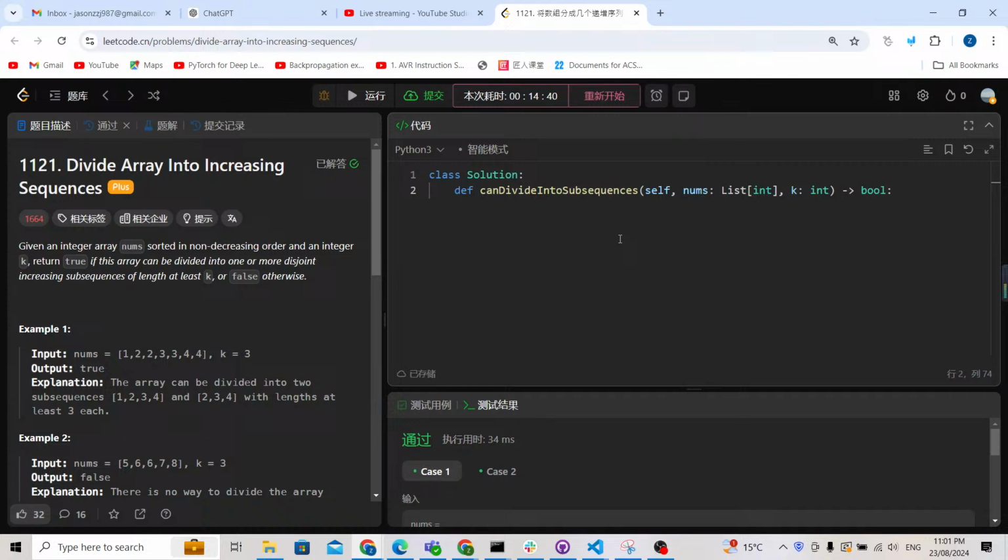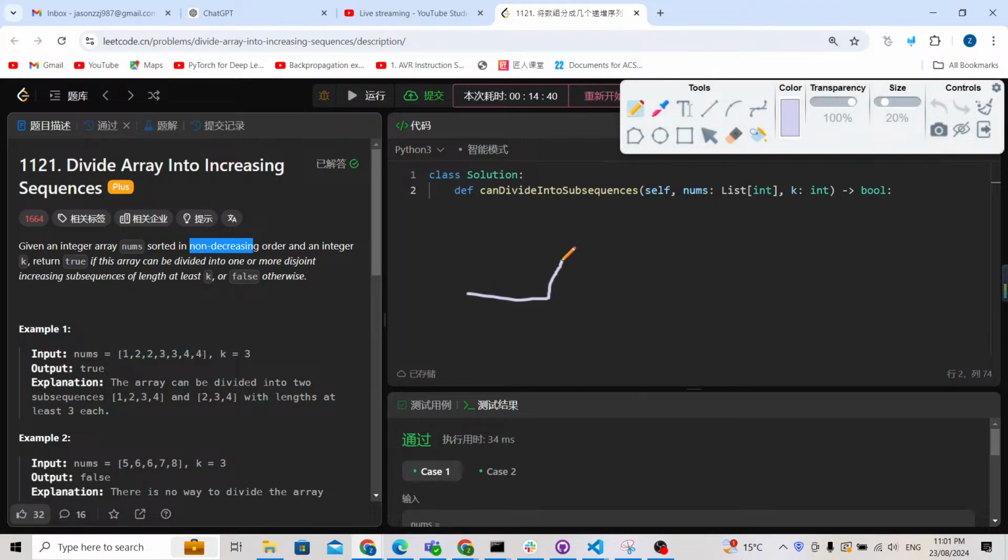To solve another LeetCode problem, 1121: Divide Array into Increasing Sequences. So the idea is that we are given an array nums, and there are going to be duplicate numbers. But this array is non-decreasing, so the array is going to be something like this. Yeah, it is non-decreasing, and an integer k. So we have integer k.